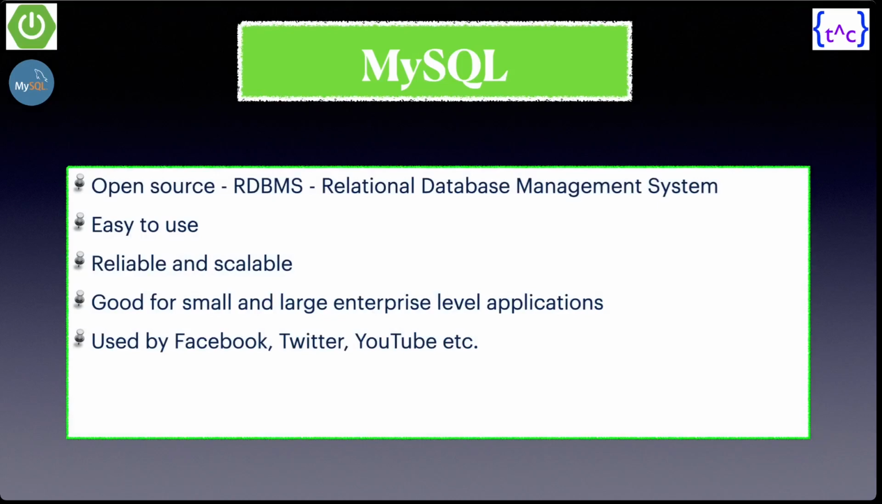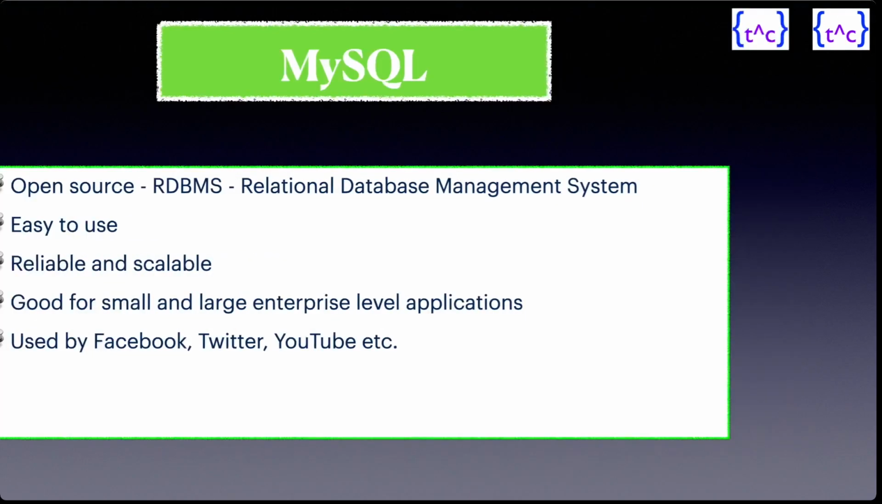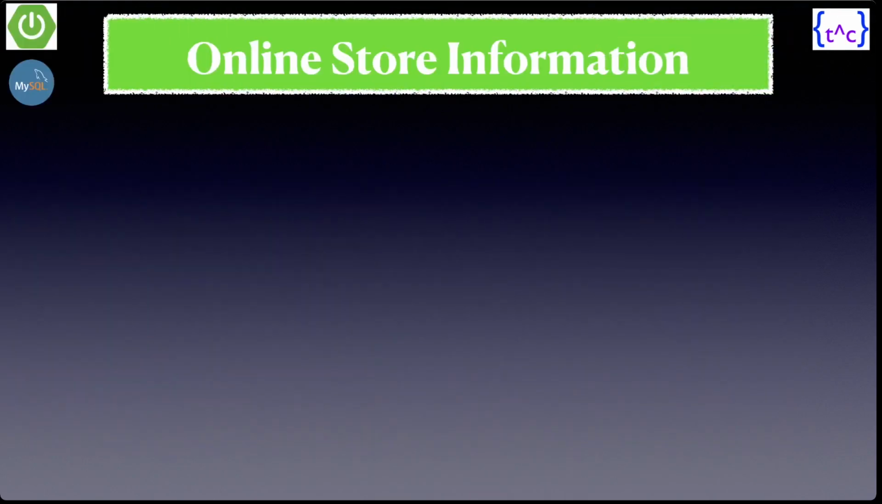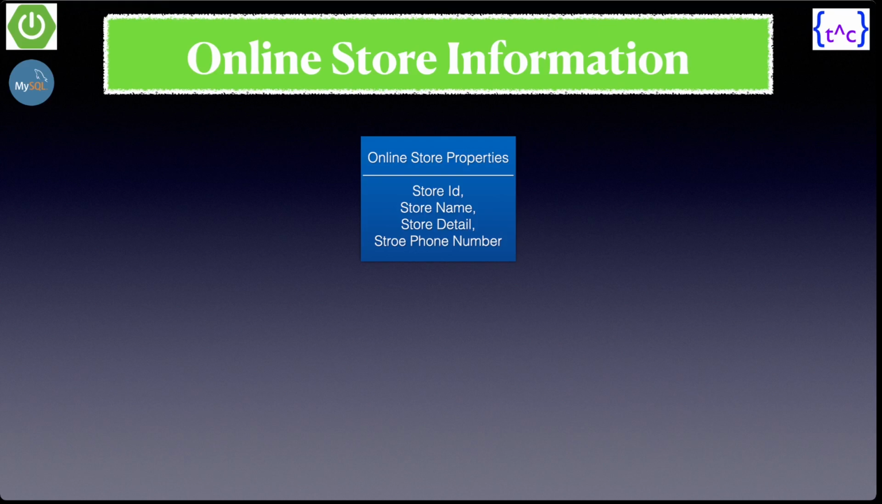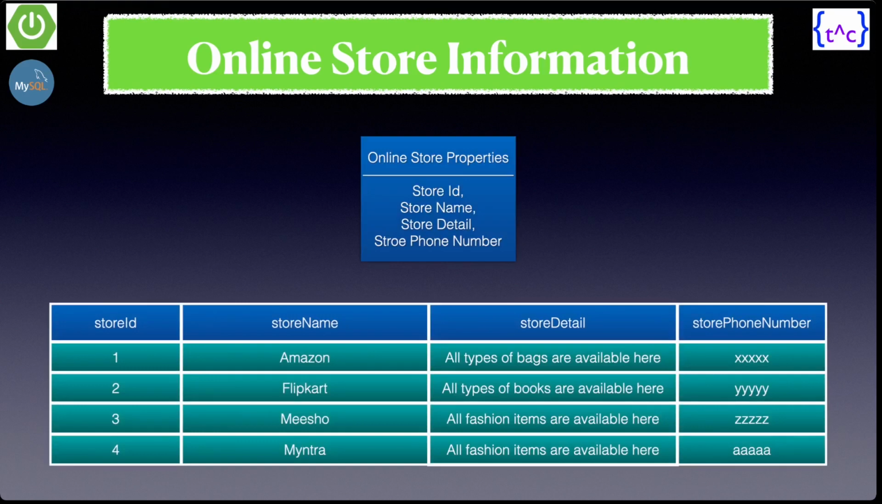All right, now let's see what we'll be building in this session. We will be building an online store information application. For this online store, we will be building an entity class. The properties of that online store entity class will be store ID, store name, store detail, and store phone number. And here is the data set which we will be entering via the Spring Boot application in the database.